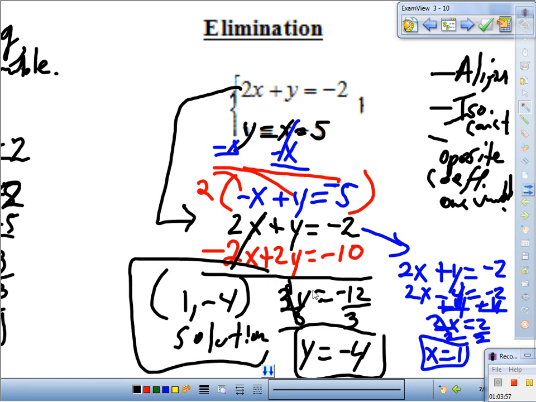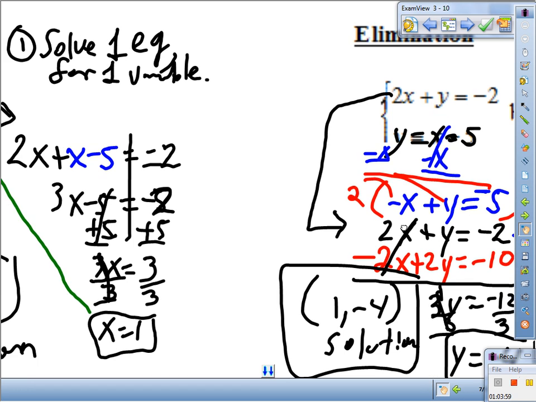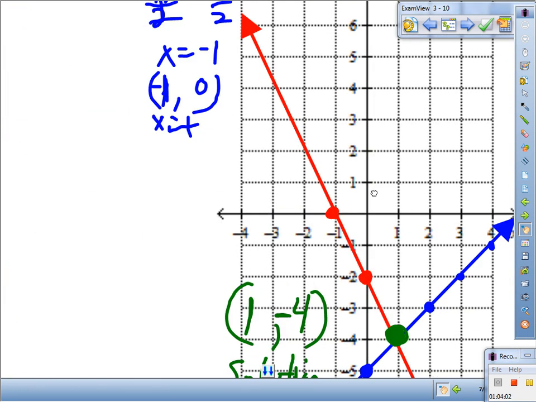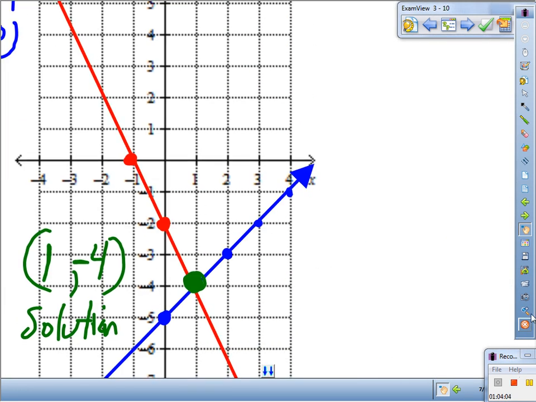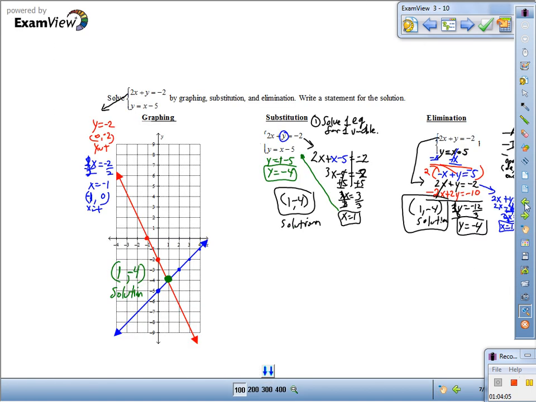Did we get the same thing as the previous one? Yes. And as the previous one? Yes. And that's how you solve a system 3 different ways.